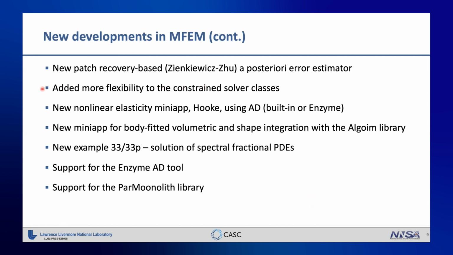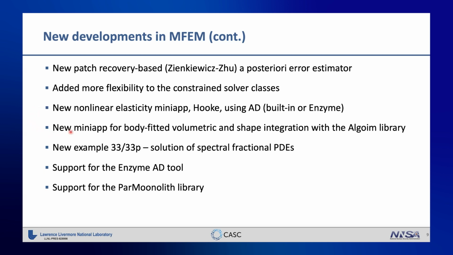There was also a contribution that we merged recently, with more flexibility for constraint solver classes. So if you're using those, you can check out the new extensions. We also have a few new mini apps. One of them, I think Tanya also mentioned, is the Hooke mini app, nonlinear elasticity. It's using AD, and the AD could be the simple built-in implementation or via the Enzyme library.